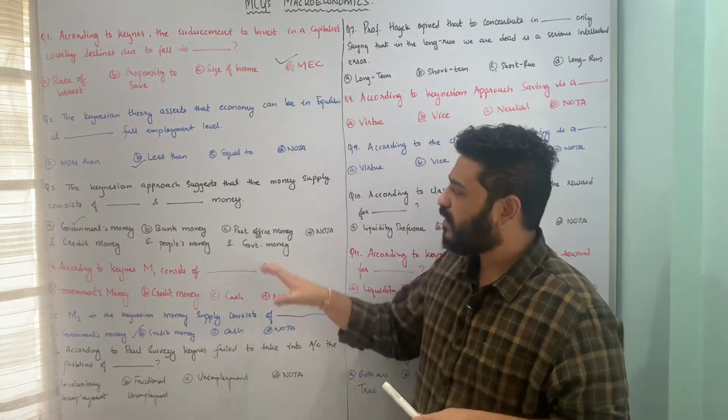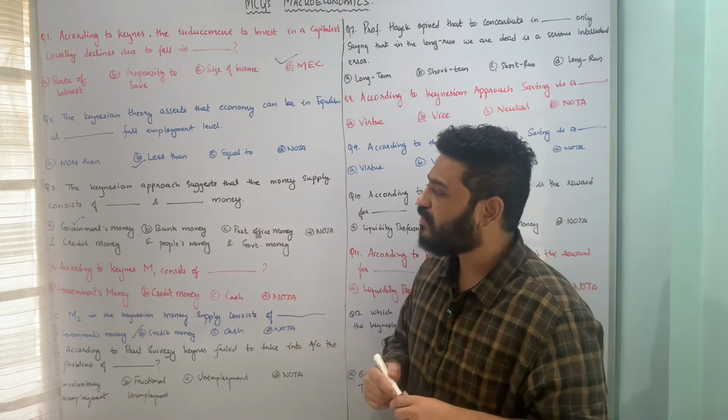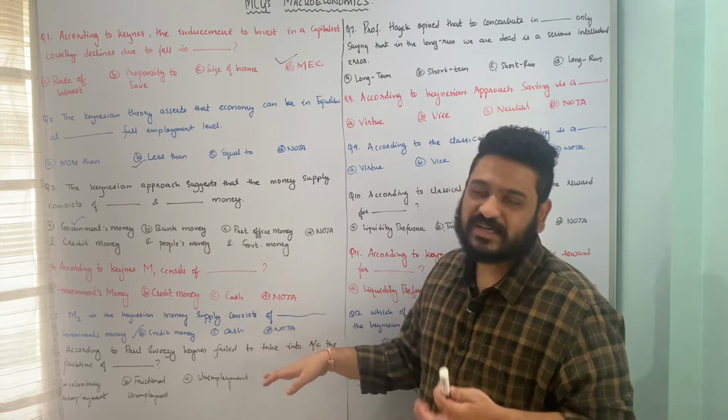I hope the idea of money supply is clear, that it consists of government money and credit money. It is alternatively also called M1 and M2. M1 means the government's money and M2 means the credit money.